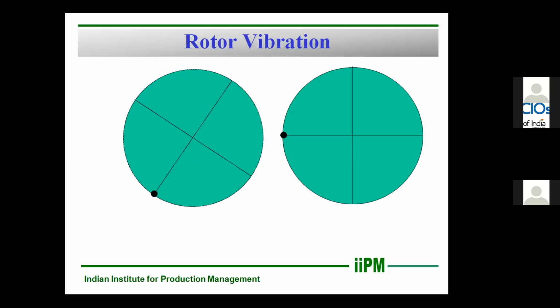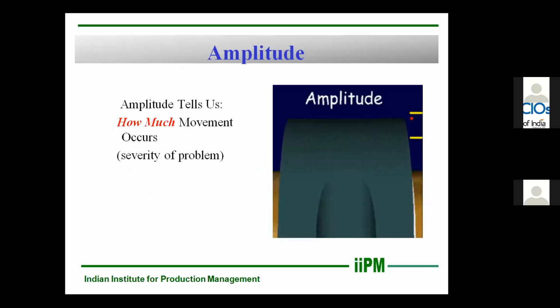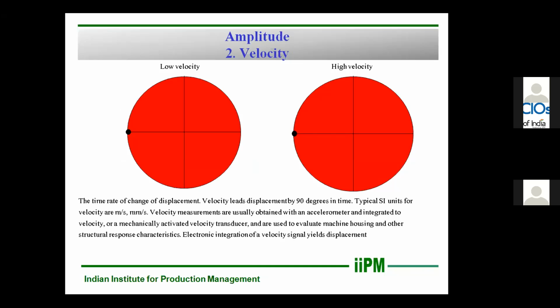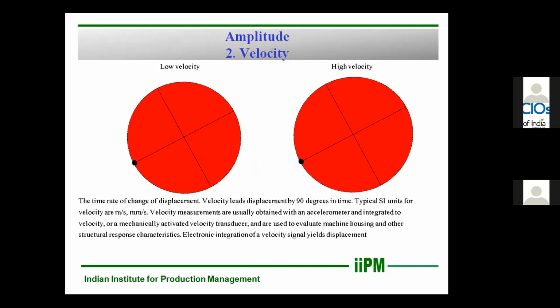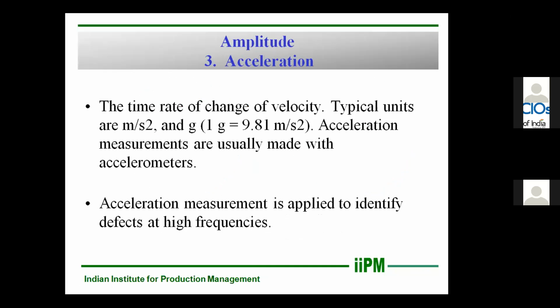Same thing, this is low frequency vibration, this is high frequency vibration. What I have discussed: amplitude tells us about the severity of the problem. And this is velocity, the rate of change of displacement. It will help us know the source of vibration. This is low velocity, this is high velocity. Acceleration is the rate of change of velocity.